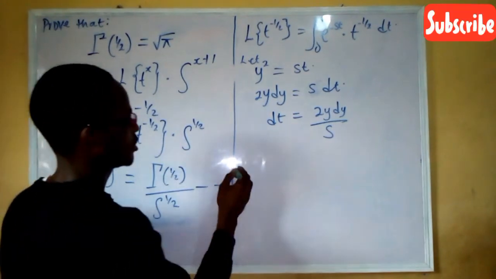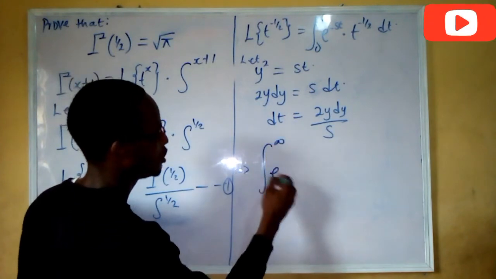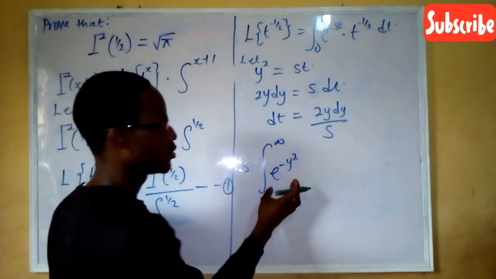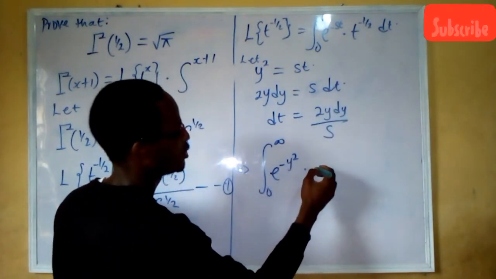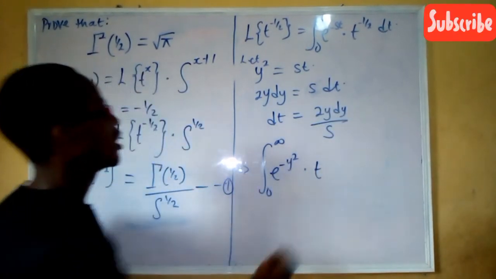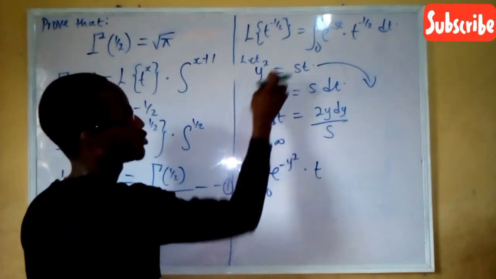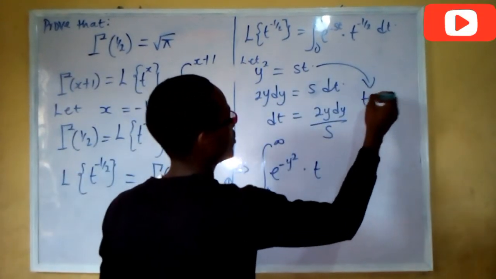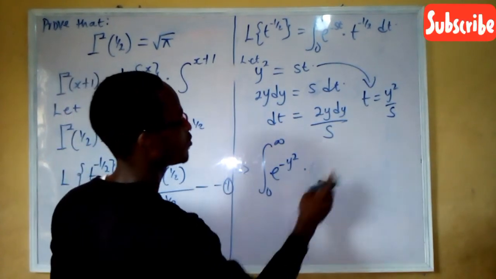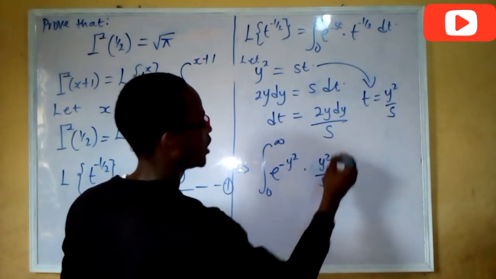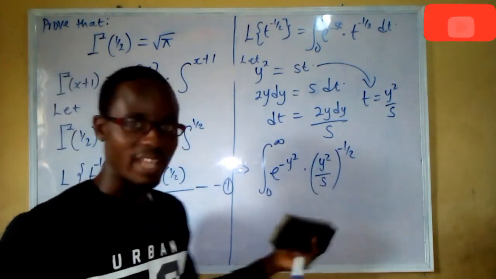I'm going to have the integral from 0 to infinity of e raised to the power minus y squared. So this is what I have. Then this gives us t raised to the power... Don't forget, I have to make one or two things from here. You should know that y squared equals st. So definitely t is going to be equal to what? y squared over s. So if I put that here, I'm going to have y squared all over s raised to the power what? Minus half. So I think we're getting it, guys.